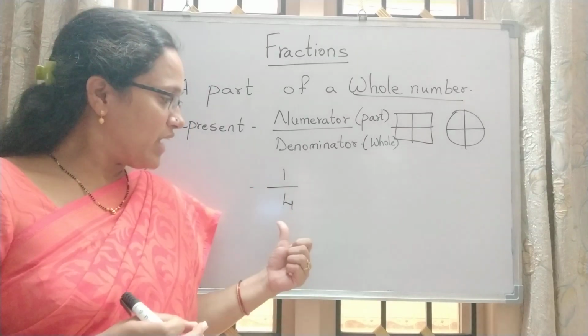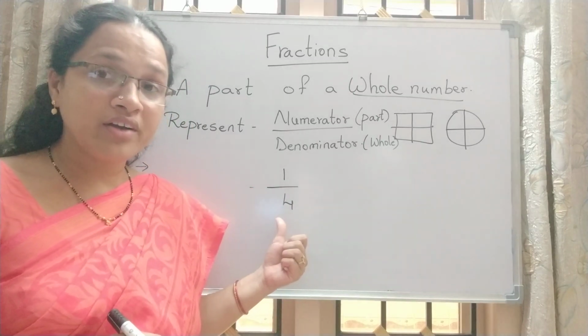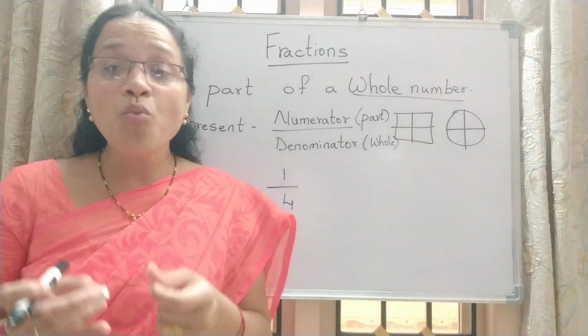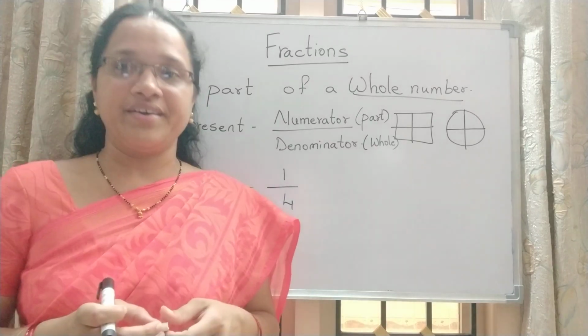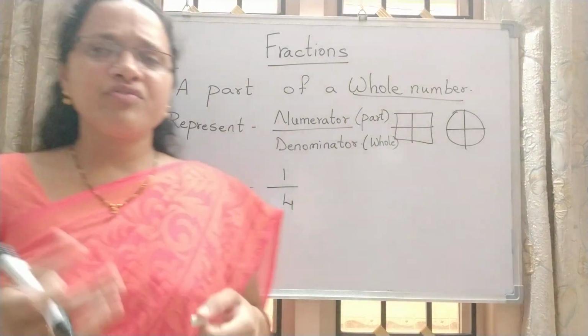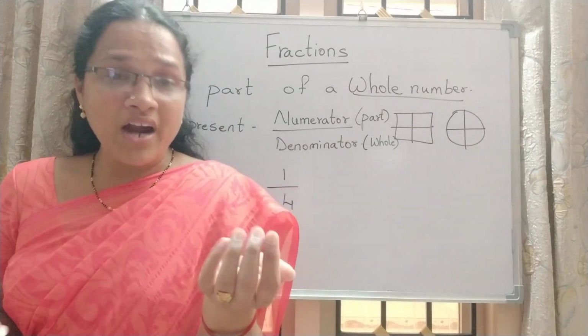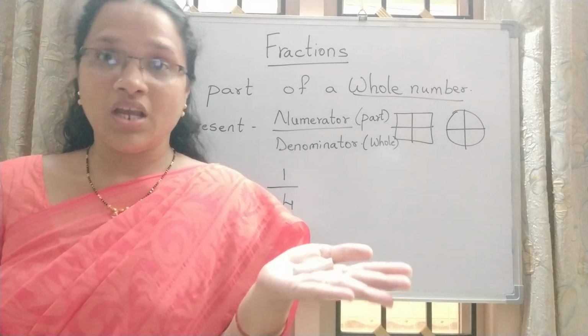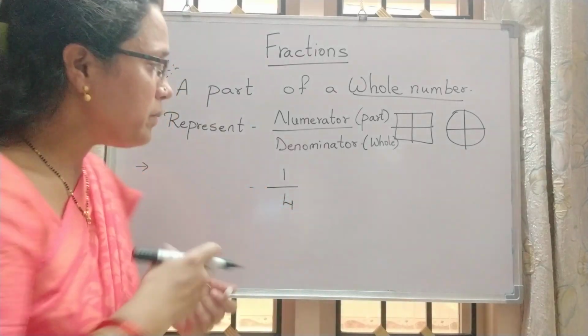Okay, so that means this denominator shows you what? The denominator shows you how many equal parts it is divided into. And suppose there is a question like, how many parts are remaining with me?